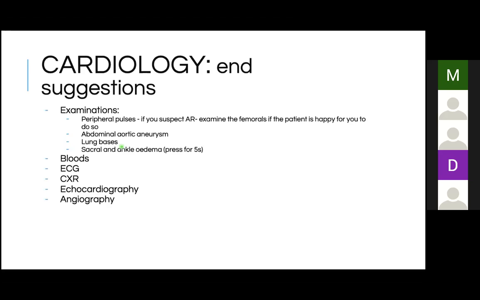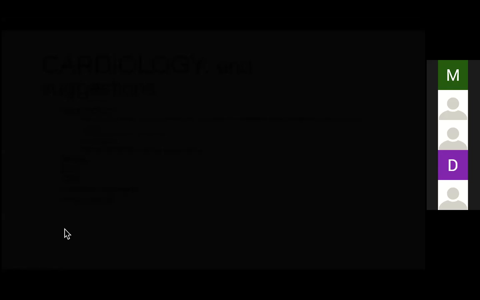And then finally, I already mentioned sacral and ankle edema: press for 5 seconds and don't put too much pressure. And then putting it all together, you need to also be thinking about what bloods you want and what your main differential is. And then an ECG, chest X-ray, echocardiogram, but really it depends on the case you get. And then finally, angiography, also depending on whether you're getting a patient with an MI or not.